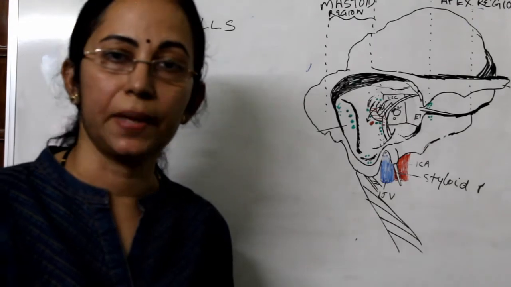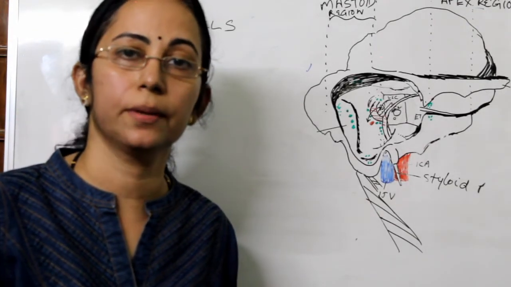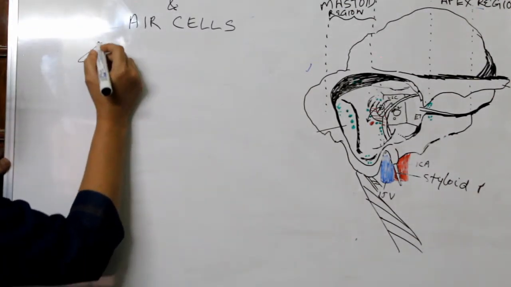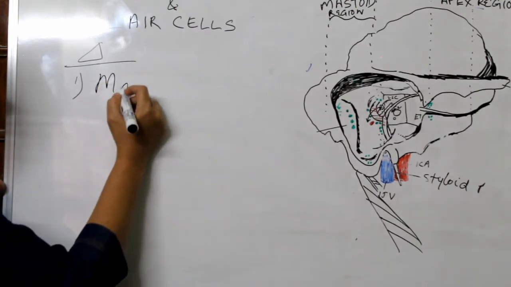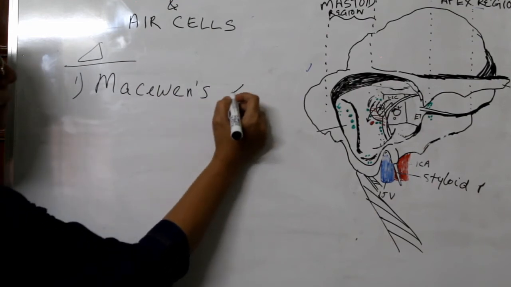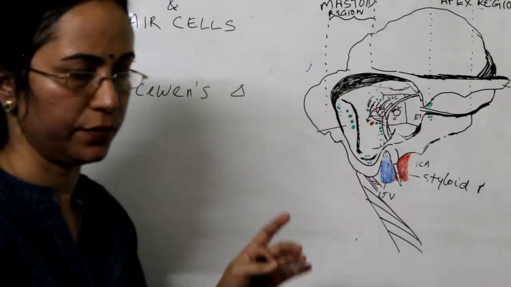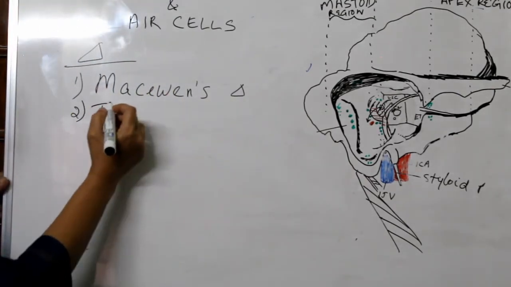Some named spaces, triangles, angles and lines in relation to the mastoid region. One triangle is McEwen's triangle, which I already discussed. That is on the lateral surface. Boundaries are discussed. Second one is Trotman's triangle.